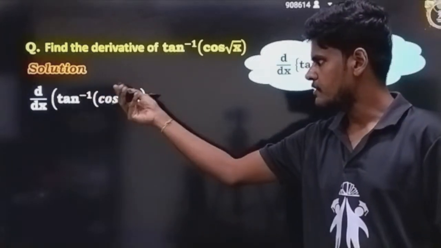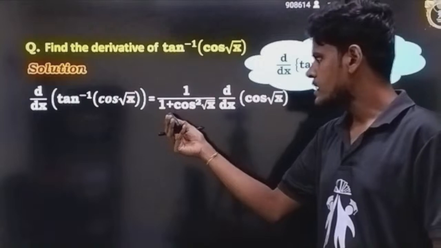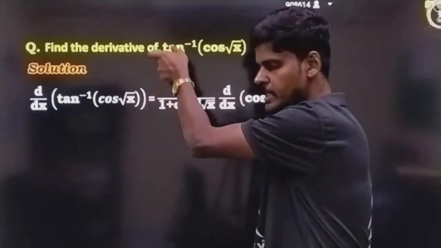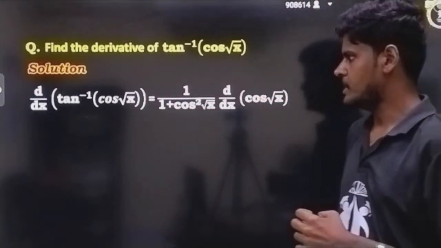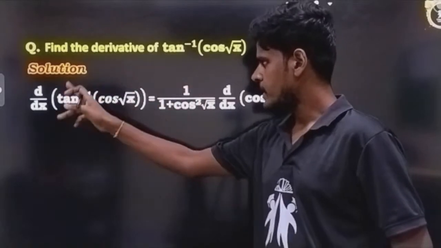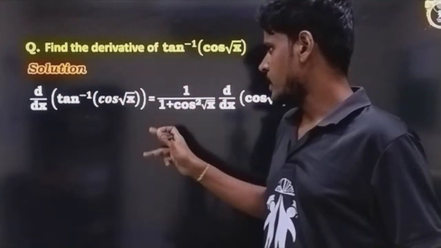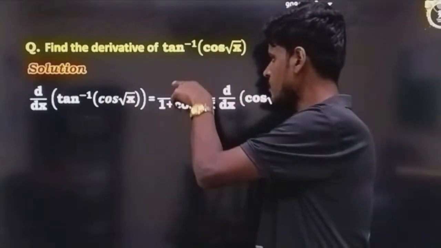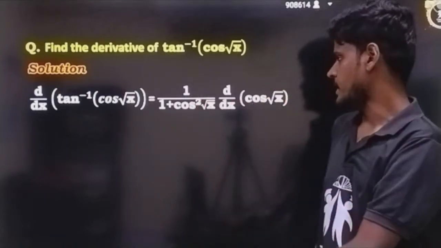So the derivative of tan inverse of cos of root x equals 1 by 1 plus cos square of root x. Remember, don't take root x square, it is cos root x square. That is a common mistake students commit while solving these types of questions. Now what is the derivative of tan inverse x? 1 by 1 plus x square. So in place of x, we have cos root x. That means 1 by 1 plus cos root x into cos root x, which is cos square root x.